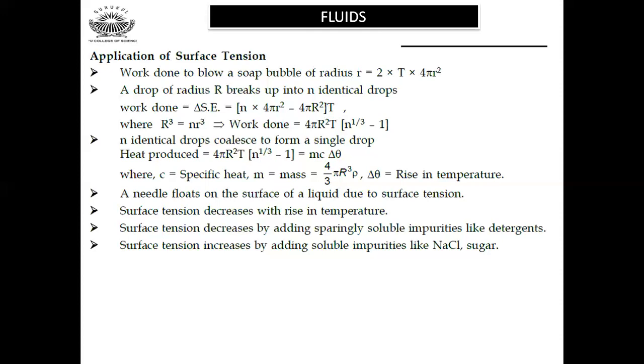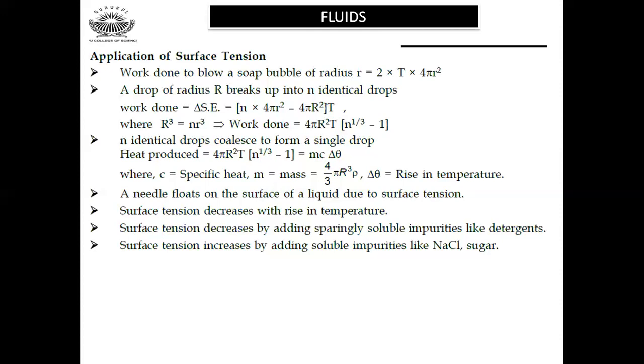So n identical drops coalesce to form a single drop. So heat produced will be equal to 4 pi r square T (n to the power 1 by 3 minus 1), which is equal to m c delta theta, where c is the specific heat capacity, m is the mass, which is equal to 4 by 3 pi r cube into rho, and delta theta is the change in temperature.